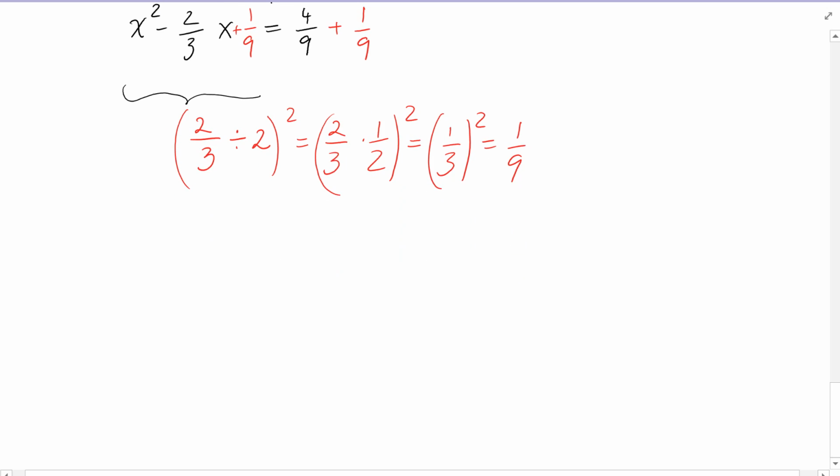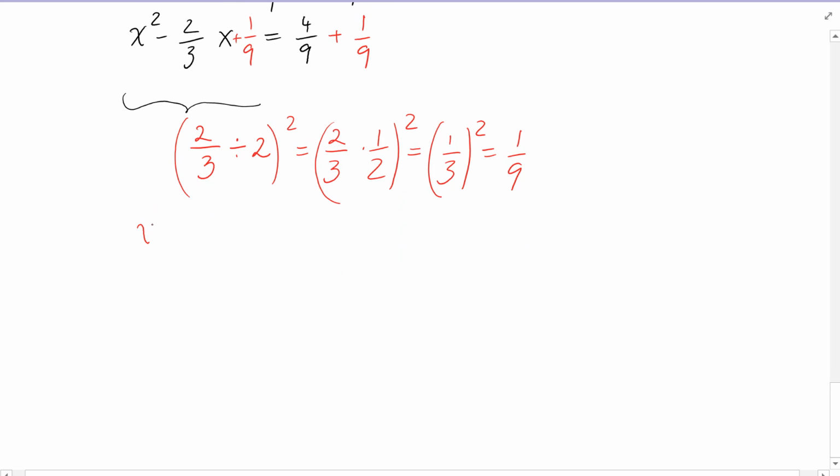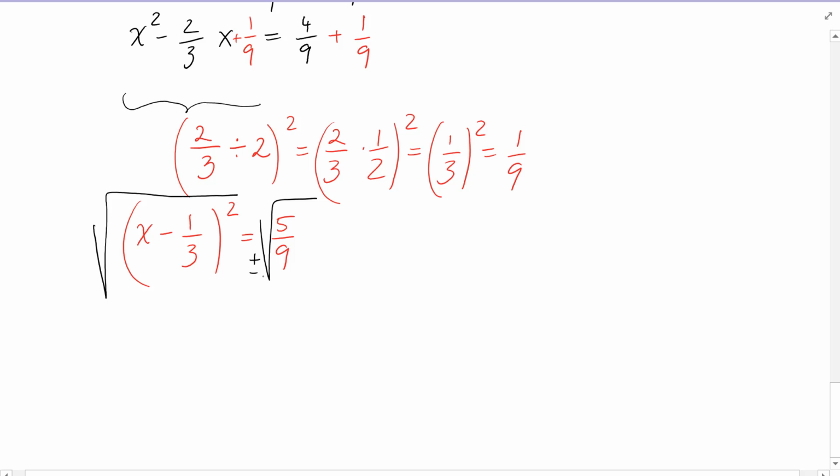So now the left-hand side is x minus 1 over 3 squared. And the right-hand side is 5 over 9. So the square root property says, apply square root to both sides. Don't forget to put plus minus. So these 2 from the index cancels with the exponent, and we end up with x minus 1/3 on the left-hand side and plus minus square root of 5 over 3.